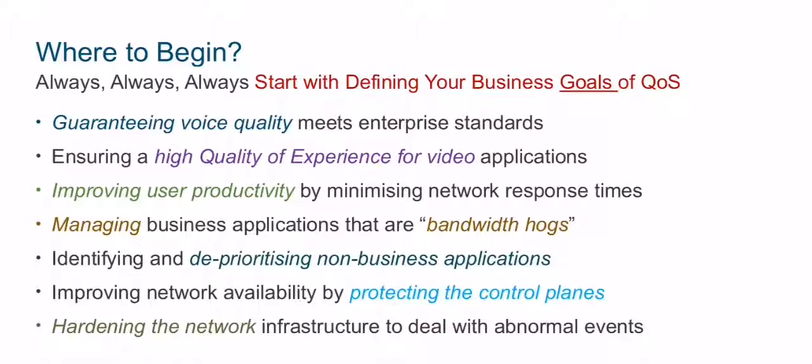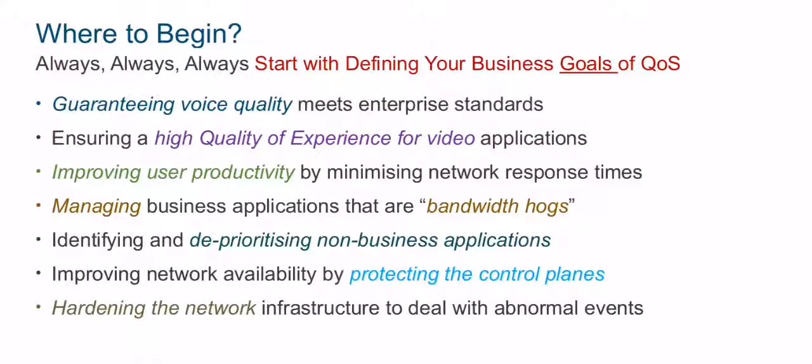And everyone experiencing slowness just because one guy is downloading a BitTorrent movie would be really counterproductive. We have to really manage business applications appropriately. Identifying and deprioritizing non-business applications. Right, that's what we said. Improving network availability by protecting the control planes. There is some special management type of data that we want to ensure we give the proper amount of bandwidth.